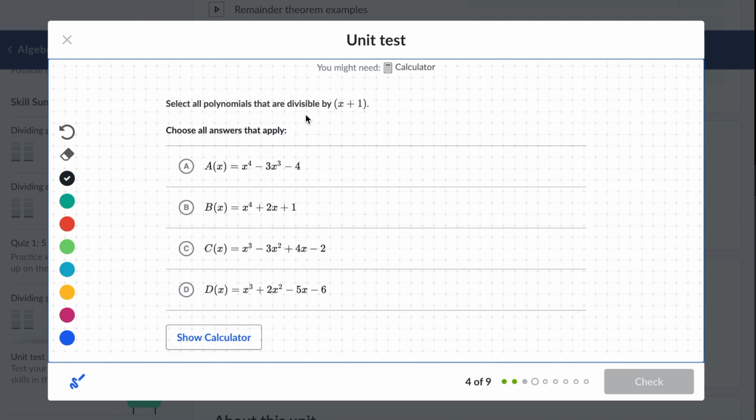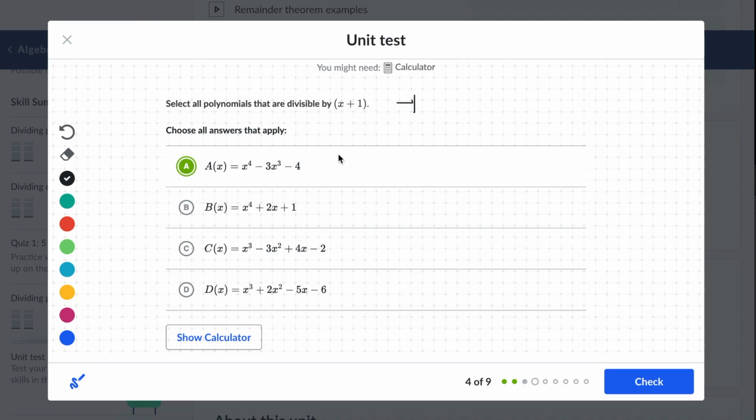So select all polynomials that are divisible by this. I think you can use the remainder theorem also. According to the remainder theorem, if you plug in -1 for x in all of these equations, it'll just automatically give you the remainder. And you kind of have to take it a step further for this question. If the remainder is 0, that means it's a factor. So that means that polynomial is divisible by x plus 1. On the other hand, if you do get a remainder that's not 0, it's not divisible.